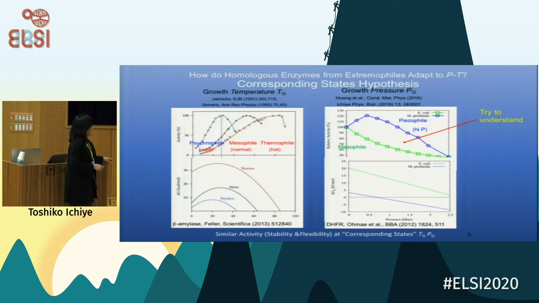And so there should be similar stability and flexibility at the corresponding states. There's also the idea of looking at the growth pressures, things from the sea level all the way down to the bottom of the ocean. And here I have a comparison of a mesophile versus a piezophile. The mesophile is E. coli, and this piezophile is Moritella profunda. I'm just going to call them MP and EC for brevity.